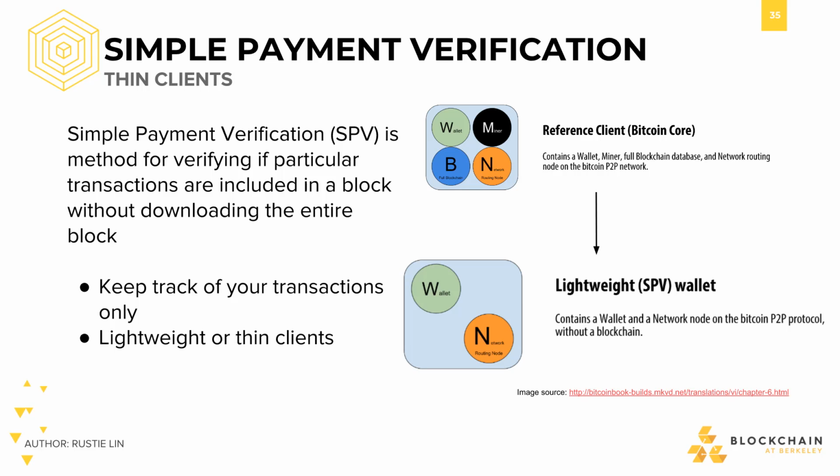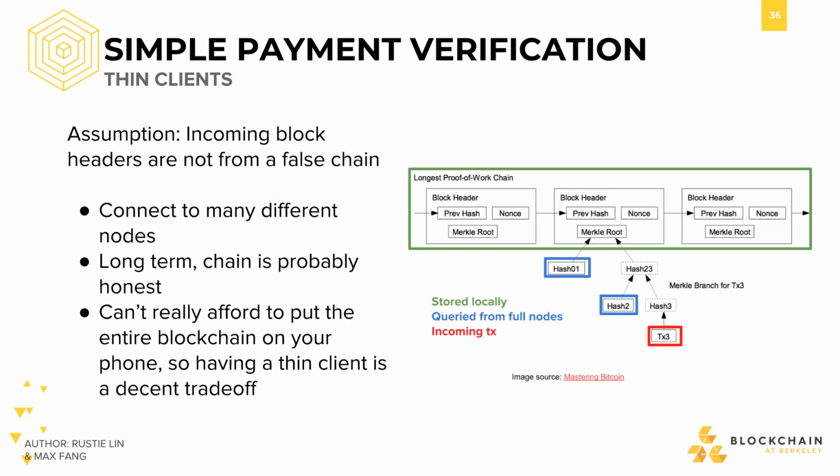This is all done without a full blockchain, and for this reason, clients that run SPV are called lightweight or thin clients. In SPV, by having the block headers, you can simply run a Merkle proof of inclusion, which we mentioned in the previous module in the tamper-evident database section.